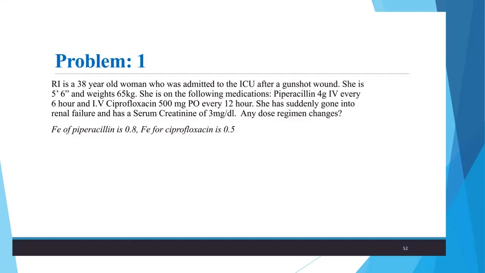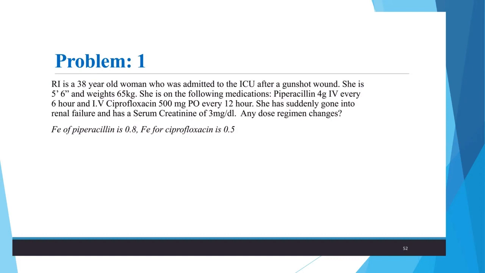So, for example, we have a patient who is a 38-year-old woman who was admitted to the PICU after a gunshot wound. Now, she is 5 feet 6 inches and weighs 65 kg. She is on the following medications: piperacillin 4 gram IV every 6 hours and ciprofloxacin 500 mg PO every 12 hours. She has suddenly gone into renal failure and has a serum creatinine of 3 mg per deciliter. So, what dosing regimen changes would you like to make in this patient?